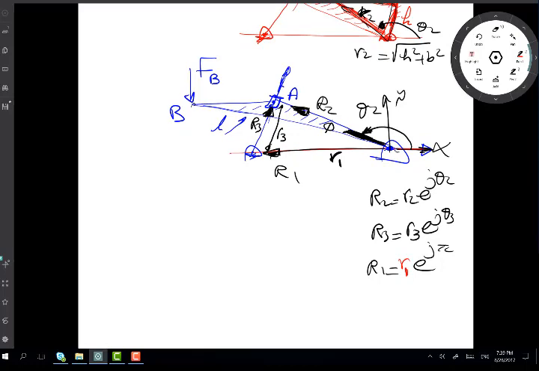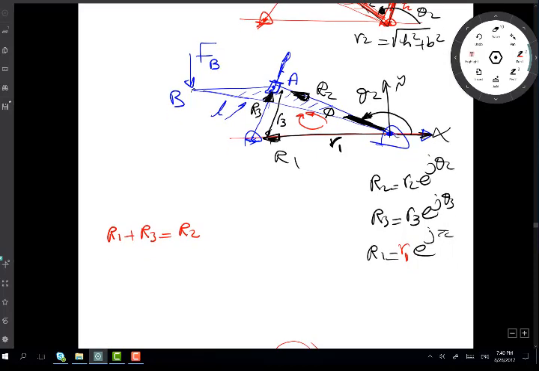Then if I do my loop closure equation, I have a loop over here. If I add those two, it will give me the one that closes the loop, which is R2. So I have R1 plus R3 is equal to R2. That's the loop closure equation.